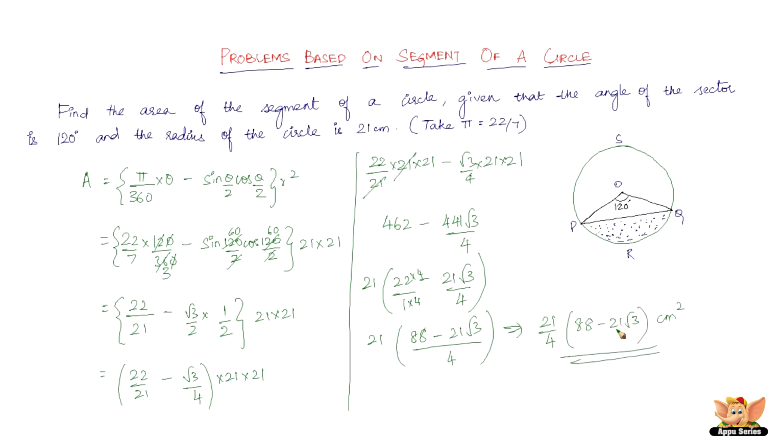So you don't have to solve it to the decimal point. You can just leave it like this since it's got a root. So it's going to be 21 by 4 times 88 minus 21 root 3 centimeters squared. So this is the area of the segment that is given in the question here.